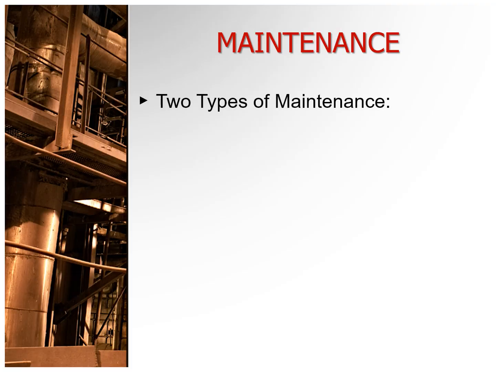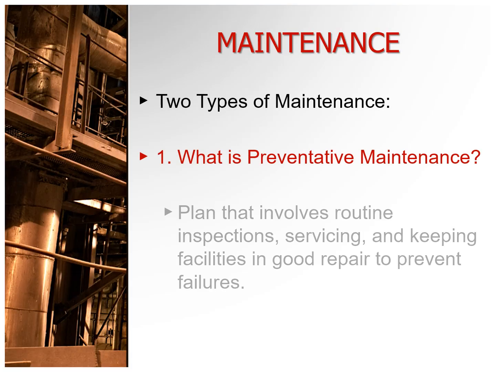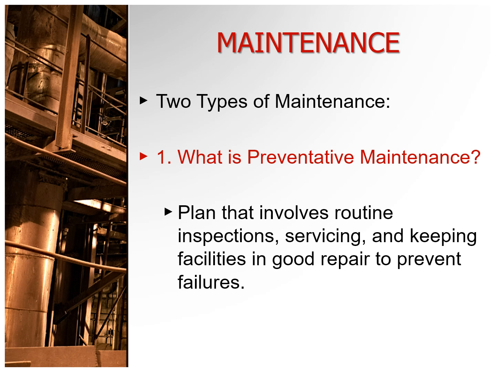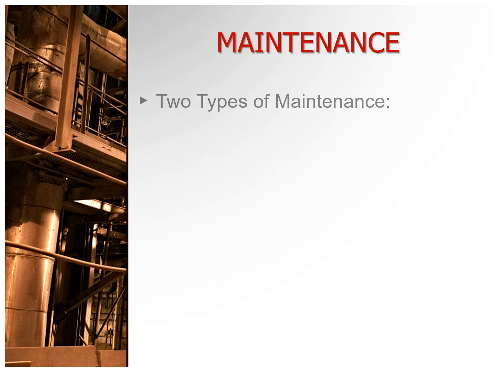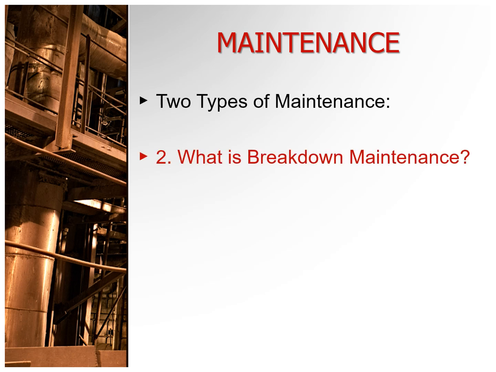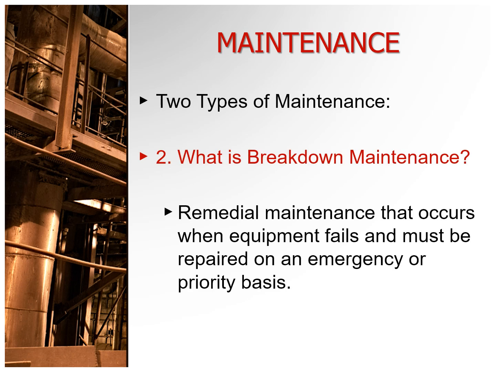Maintenance. Two types of maintenance. Preventive maintenance, a plan that involves routine inspection, servicing, and keeping the facilities in good repair so as to prevent failures. And the second one is breakdown maintenance. Too late. Remedial maintenance that occurs when the equipment fails or breaks down and must be repaired on an emergency or priority basis. What does that do for you? It causes an outage and a loss of revenue.